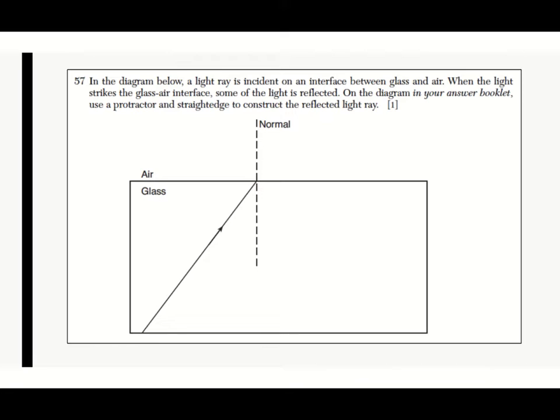Number 57 asks to draw the reflected light ray. So it enters here from glass and it hits the surface interface between glass and air. It's going to reflect back down into glass. And the relationship here is that the incident ray has an angle that's equal and opposite to the reflected ray. So you should approximately draw it at the same angle. This is why you need a protractor. I'm just freehand drawing it, and it looks just about where it needs to be.